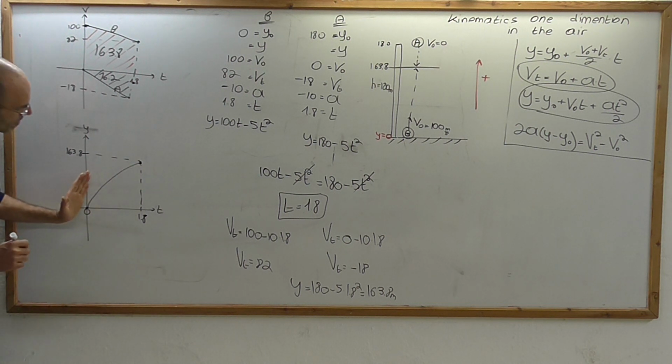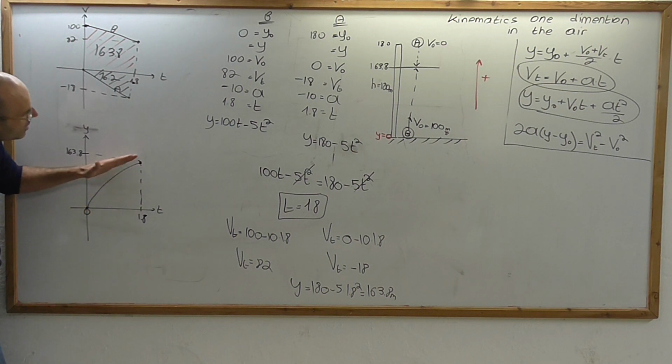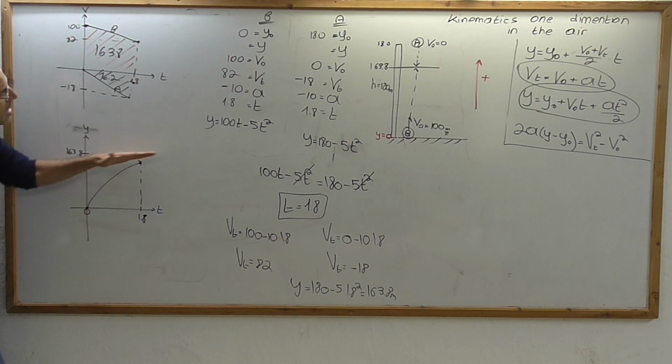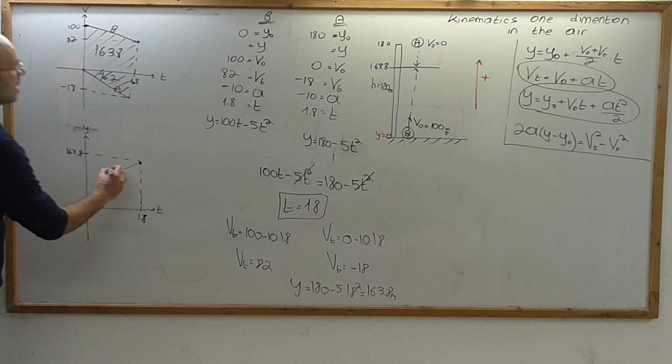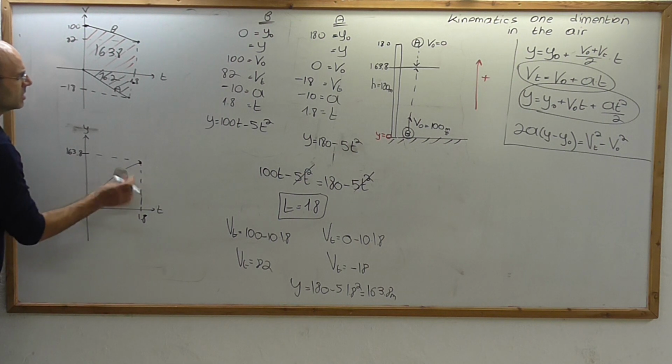Look at the velocity, the slope. It goes like that, like that, like that, like that. Less and less. The slope here must be 100, and here the slope will be 82. So it goes like that. This is A. Let's do the B. This is B.